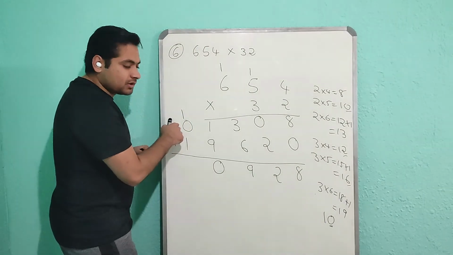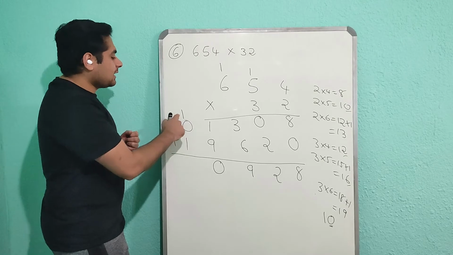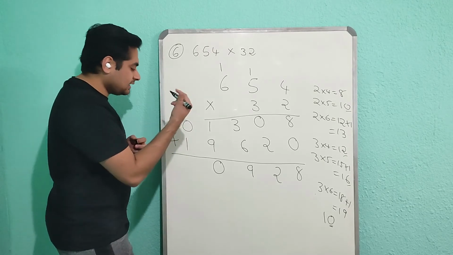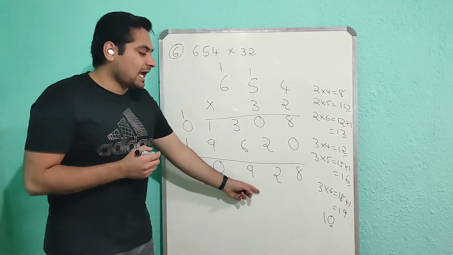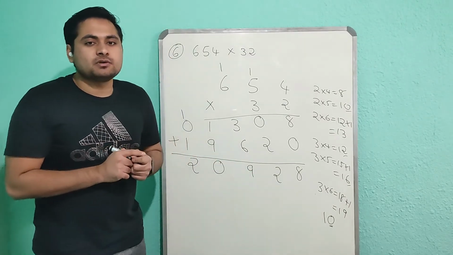Now what is 1 plus 0? 1 plus 0 gives you 1. And what is 1 plus 1? 1 plus 1 is again 2. Therefore, your final answer is 20,928. Let's move on to the next example.